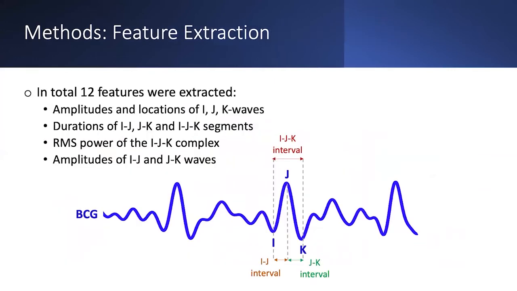Following this, from each ensemble average frame, we extracted some features. For this feature extraction step, we mainly focused on the IJK waves, which correspond to the blood ejection waves. So in total, we extracted 12 features, and these features were amplitudes and locations of IJK waves, durations of IJ, JK, and IJK segments, RMS power of the IJK complex, and amplitudes of IJ and JK waves.